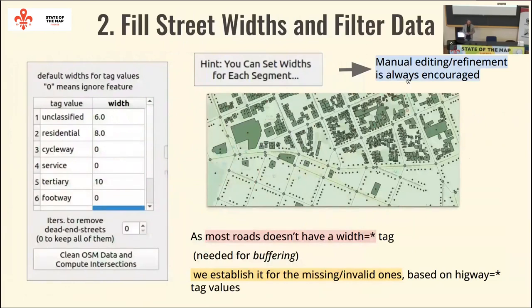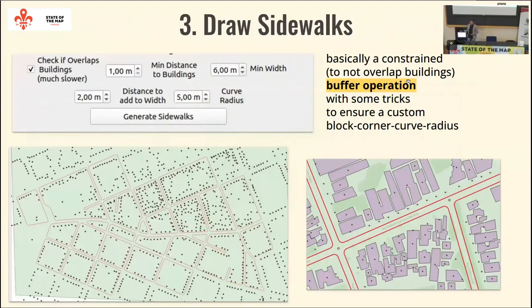Then the street widths, because there are so few streets with widths mapped. So for each type of highway, we state the width that it may have, okay. And then actually drawing the sidewalks is not a really complex process. It's basically a constrained buffer operation. It takes care not to overlap buildings, but it has a minimum width, because sometimes someone can draw a building above the road or so close to the road.